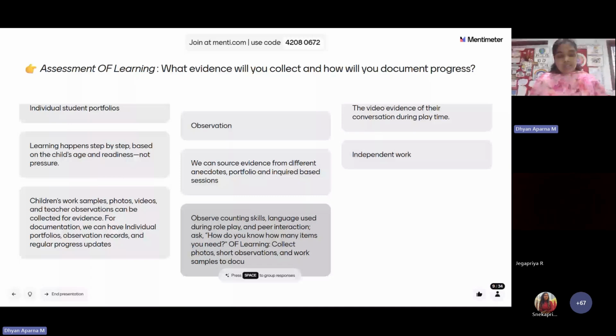Okay, thank you so much for sharing your responses. As I read through them, one thing that is very clear is you're already doing assessment in your classrooms.